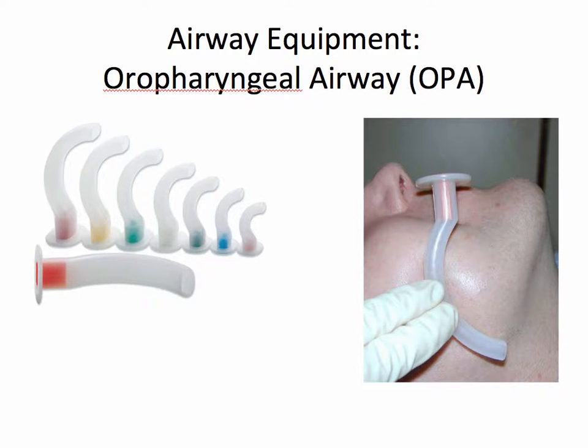To determine the size of the oropharyngeal airway, measure from the corner of the mouth to the angle of the mandible. When placing the OPA, depress the tongue with a tongue blade or Yonker and insert over the tongue. There's a risk for vomiting if the gag reflex is intact, and these may occlude the airway if they're too large.